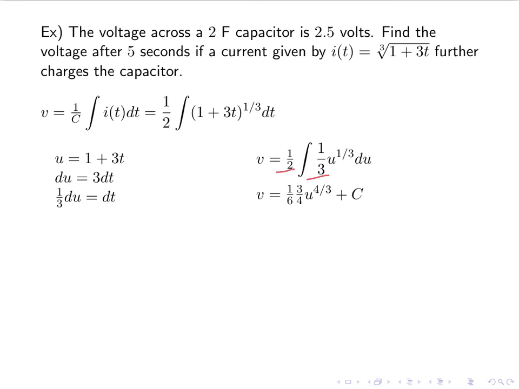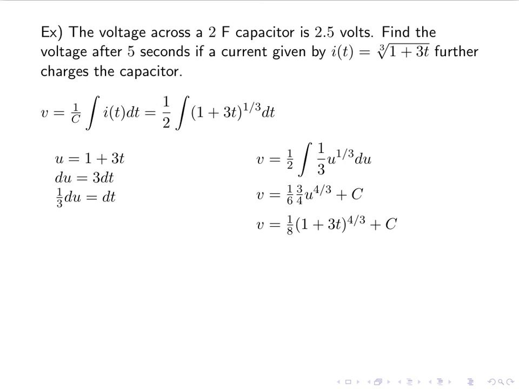So my 1/2 and my 1/3 is this 1/6 here. Add 1 to my power of a third and I get 4/3. Divide by 4/3 is multiplying by 3/4. So I'm getting this 1/6 times 3/4. Make sure you simplify that. Right, you can cancel a 3 on the top and bottom.